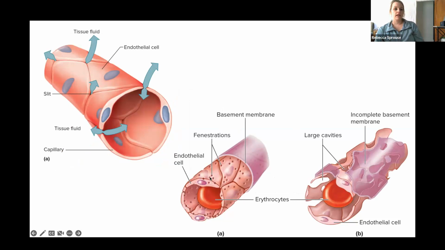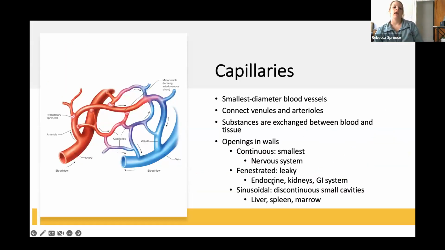Fenestrated. Okay, fenestrated have these little pores in the epithelial cells. So here's an erythrocyte or a red blood cell passing through there. And you have all these fenestrations so that some larger things can pass through, but still not super big stuff. So where would that be helpful? Endocrine system, kidneys, gastrointestinal tract.